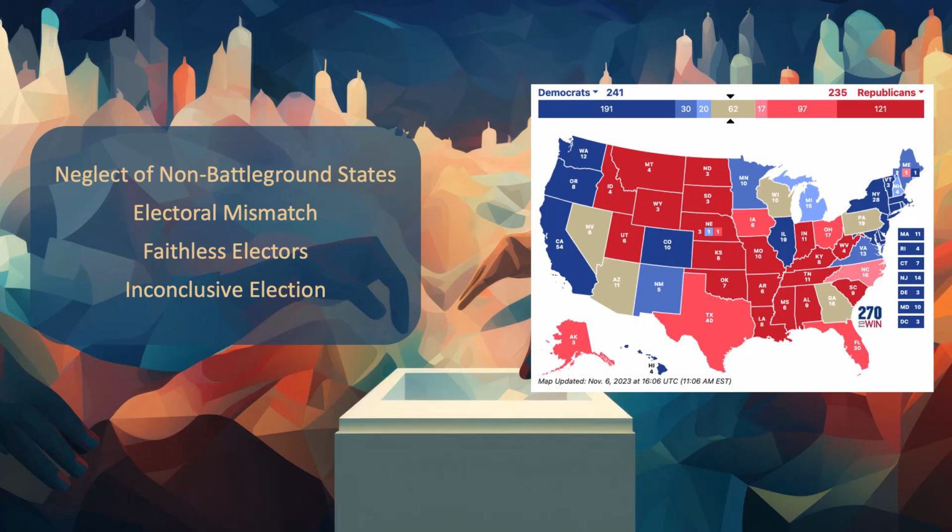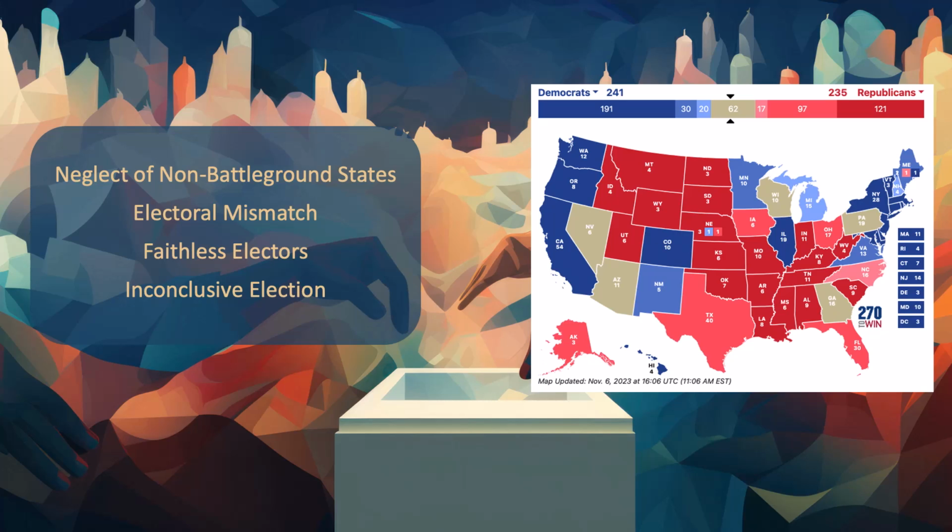And if the House can't reach agreement before Inauguration Day on January 20th, the vice president-elect would serve as the acting president until the House reached a decision. If the Senate fails to reach a majority vote for vice president by Inauguration Day, the elected president nominates an individual to serve as vice president, subject to confirmation by a majority vote in both the House and the Senate.